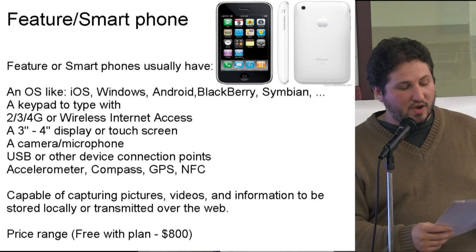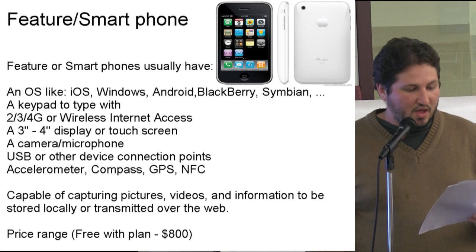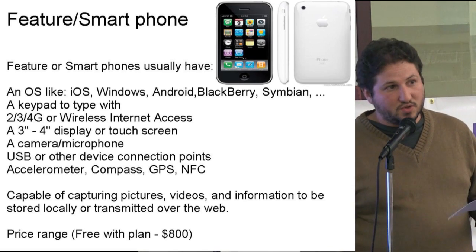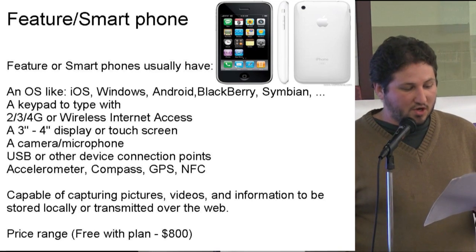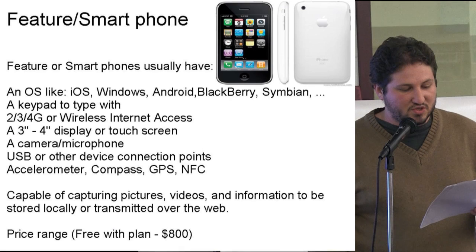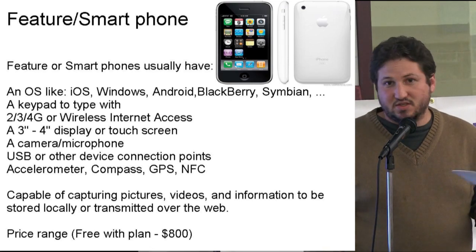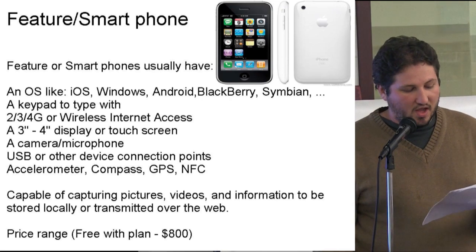Many of them also have HDMI out or a USB connection point, and they include an accelerometer and compass. Many also include GPS. And they're, again, capable of capturing pictures, audio, and videos to be stored locally and transmitted over the web. The price range is, some of them are free with a plan, and some go up to about $800.